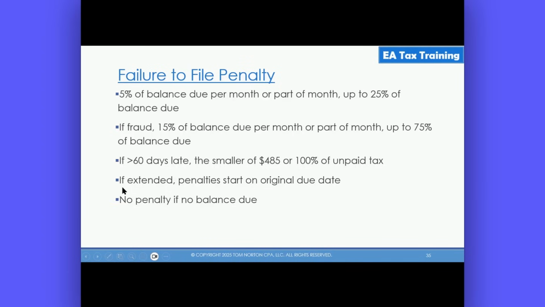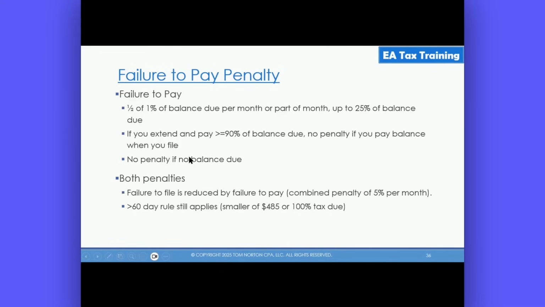But then, very importantly, we've been talking about percentages of the amount due. If you don't have a balance due, so if you've got a refund coming, or if it's zero, you don't have a refund or a balance due, then there is no failure to file penalty. So if you don't owe money and you don't file your return on time, then there is no failure to file penalty.